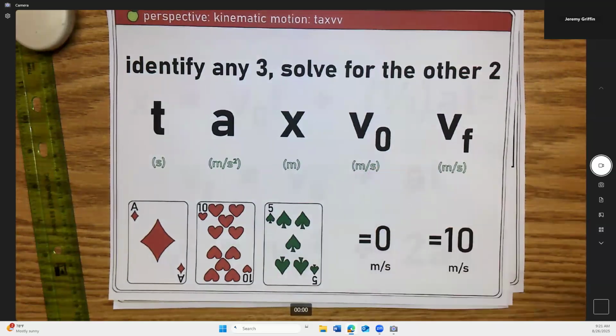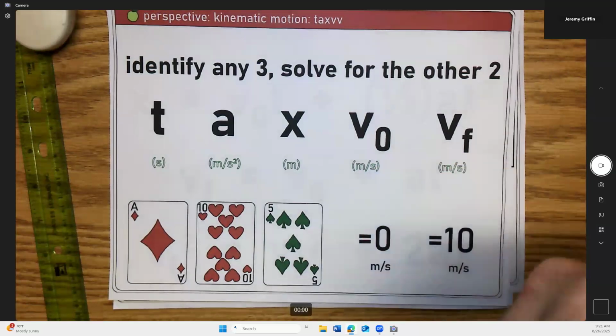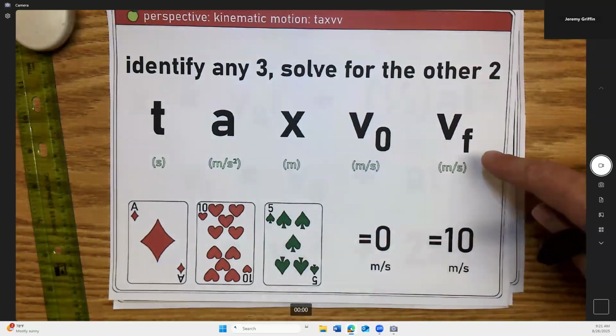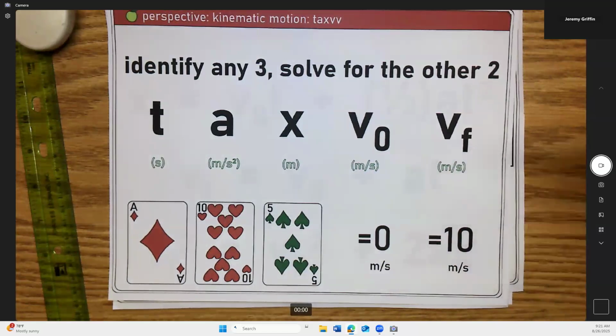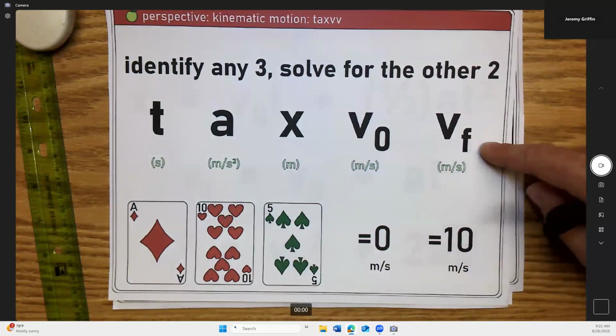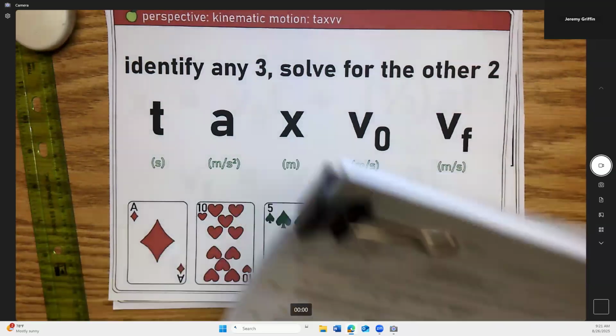Or, guys, what if something comes to a stop? What could that tell you? Final velocity could be 0 meters per second. Again, if you only see 2 numbers, oh, it comes to a stop. Actually, I do know 3 things. Okay, so things like that.